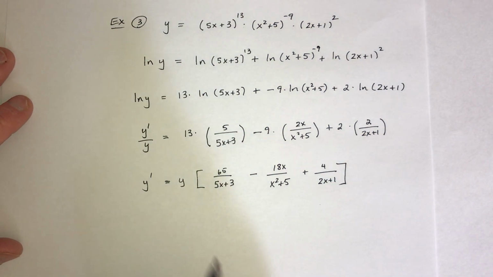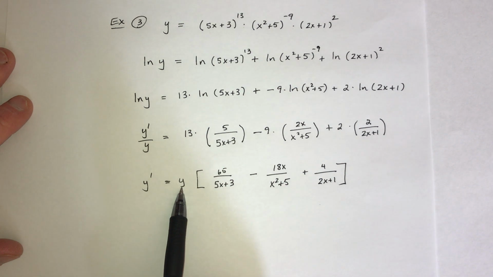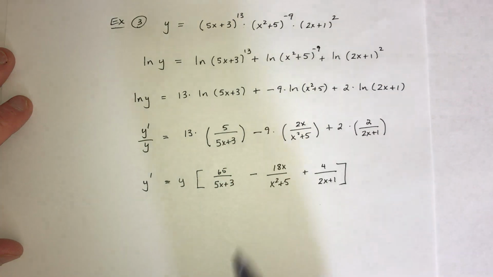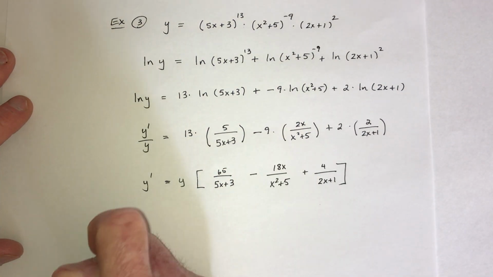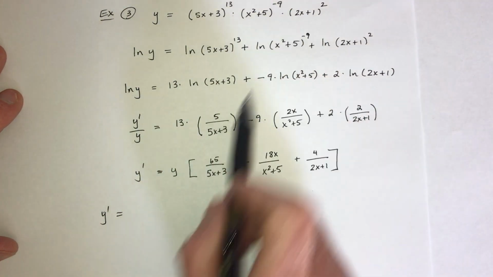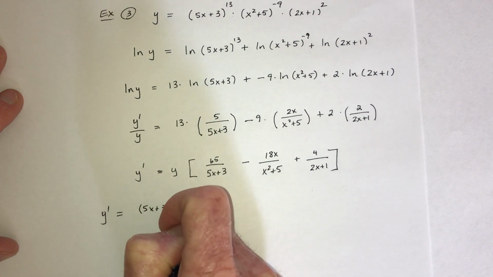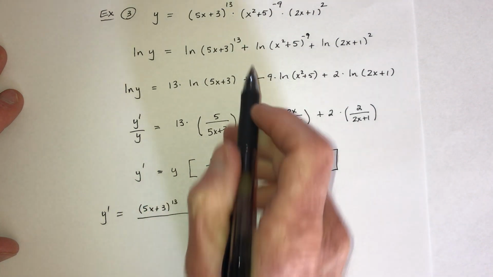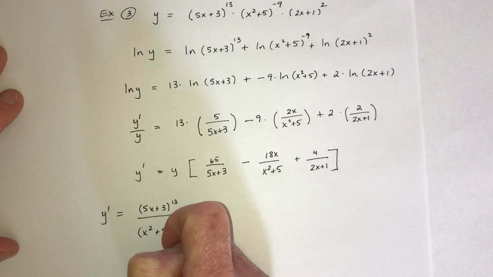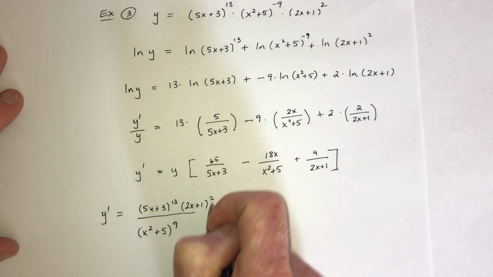And then I just need to replace this y. So take this, what y equals, copy it, and paste it right there. When I do that, I'm not going to leave that negative exponent. I'm going to put that in the denominator. So my final answer, hopefully it will fit on the page, is, so recopy this as y. So 5x plus 3 is raised to the 13. And then I'm going to move this one to the denominator. X squared plus 5 is to the 9th in the denominator. And then there's also 2x plus 1 is squared.